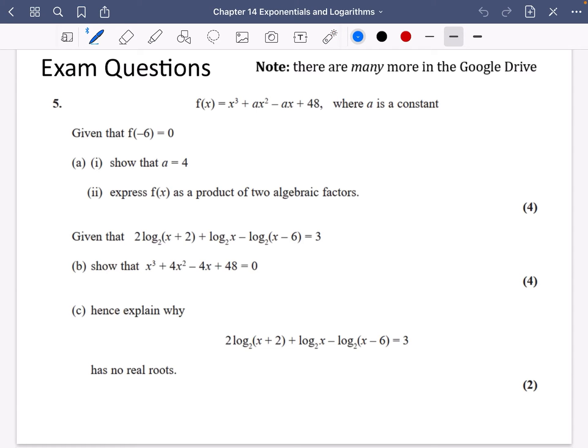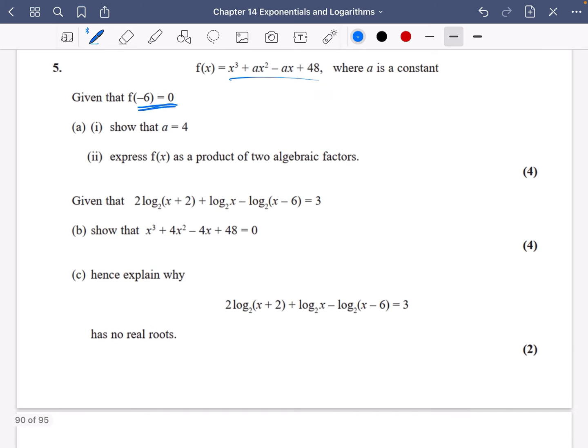So we're going to start off by using this piece of information here. So I'm going to sub minus 6 into this and make it equal 0. So I know that minus 6 cubed plus a multiplied by minus 6 squared minus a multiplied by minus 6 plus 48 is equal to 0. This thing on the left is f of minus 6. This is being equal to 0 like we've got here.